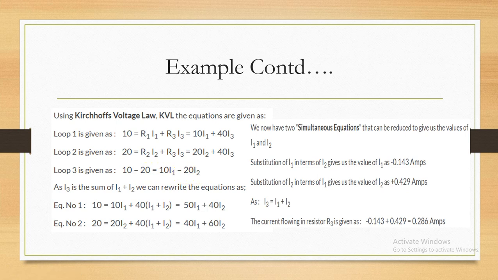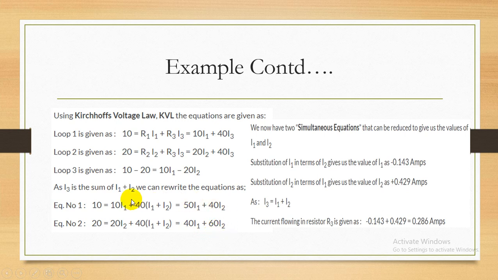As we know from the KCL, I3 is equal to I1 plus I2. Just replace I3 in these two equations with its value I1 plus I2. Then we get equations like this: 10 is equal to 10 I1 plus 40 of I1 plus I2, which is 50 I1 plus 40 I2. Equation number 2 is modified as 20 is equal to 20 I2 plus 40 of I1 plus I2. This can be rewritten as 40 I1 plus 60 I2.